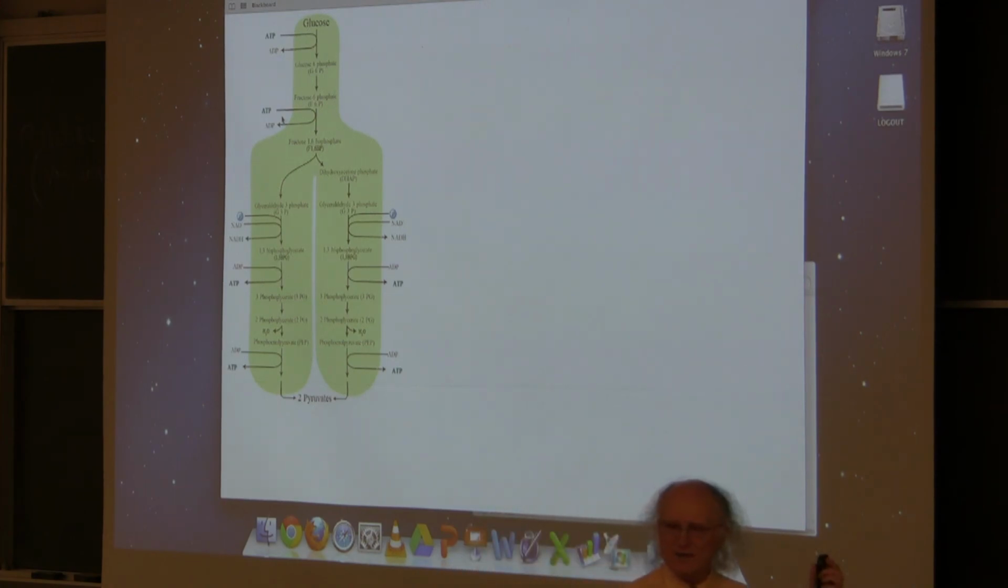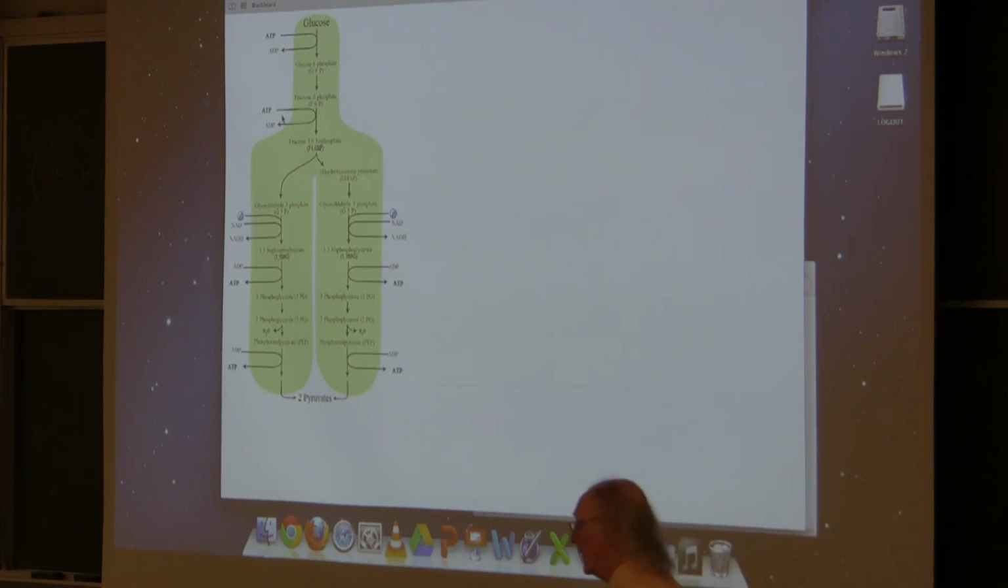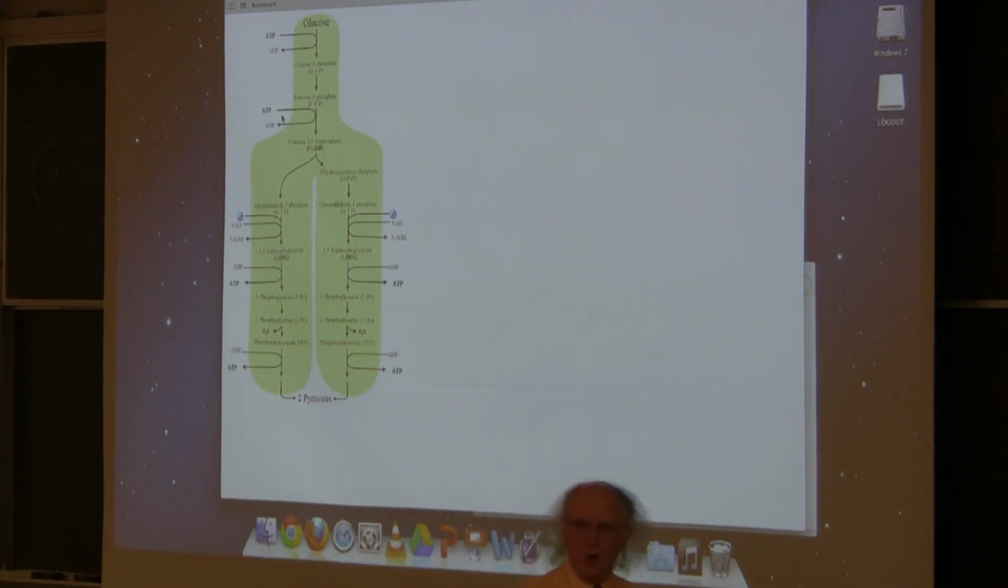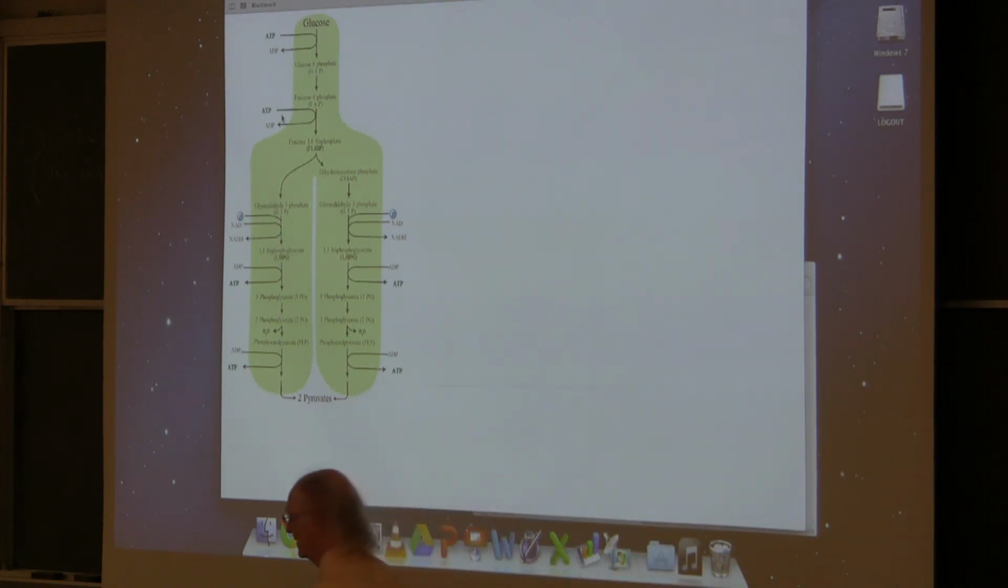Glucose has 6 carbons in it. Pyruvate has 3 carbons in it, so 2 times 3 equals 6. We haven't lost any carbons. We just converted them into a different form. Okay? There are a series of reactions that are going on here. And yes, I'm going to ask you to know the names of the compounds that are in here. I'm not going to ask you to memorize the structures of the compounds. Okay?